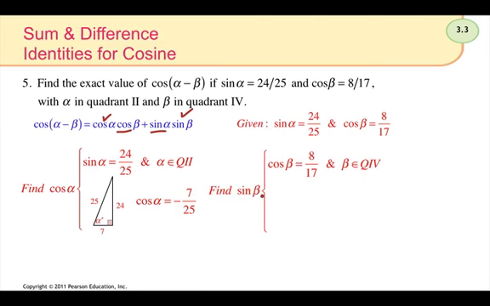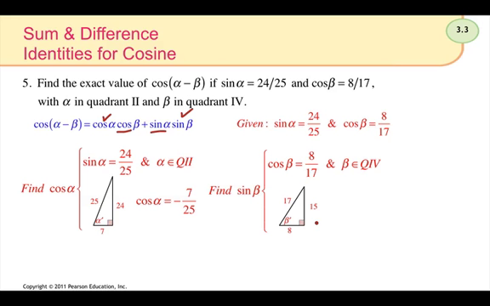Given the information with angle beta, so cosine of beta is equal to 8 over 17, beta is in quadrant 4. So again, just like on this part of the problem, I'm going to use the definition of cosine, which is adjacent over hypotenuse, and I'm going to draw this right triangle, and I'm going to be using the reference angle beta prime. So from here, applying the Pythagorean theorem, I get 15.